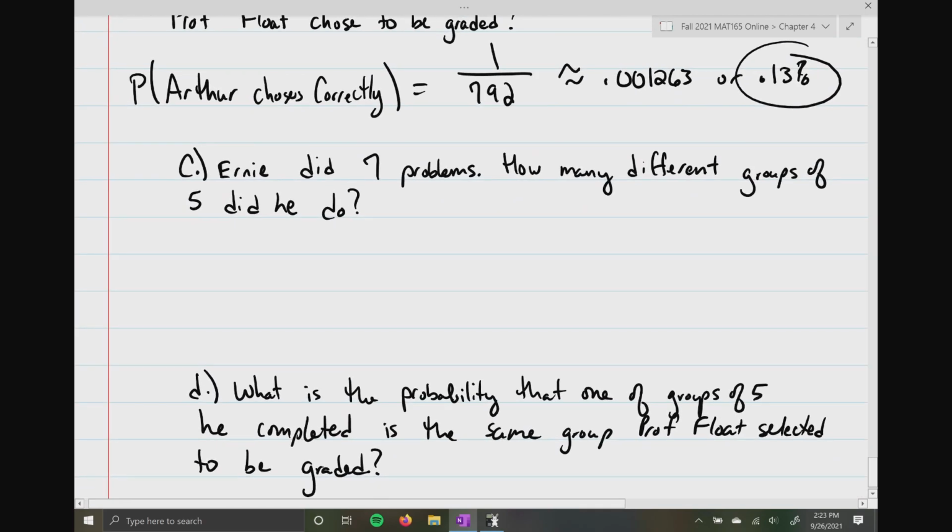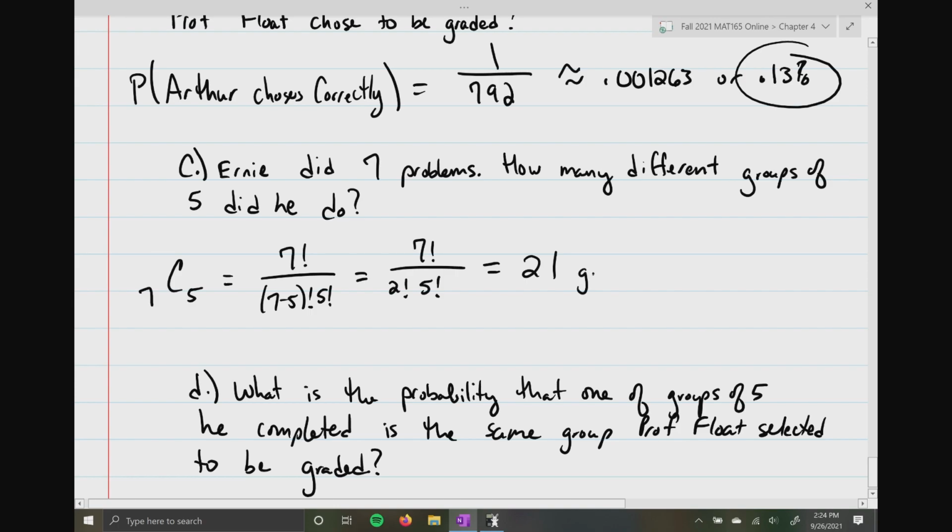And in walks Ernie. Ernie is the name of one of our cats. So Ernie did 7 problems. So a little bit better than Arthur. Arthur only did 5. Ernie did 7. So the first question is, how many groups of 5 did he do? So this is going to be 7 choose 5, which is going to equal 7 factorial over 7 minus 5 factorial times 5 factorial. If you want to simplify this down a little bit, you can. It's going to be 7 factorial over 2 factorial times 5 factorial. And that's going to equal 21 groups of 5. So because Ernie did 2 more problems, there were 21 possible groups of 5 that he could have chosen.